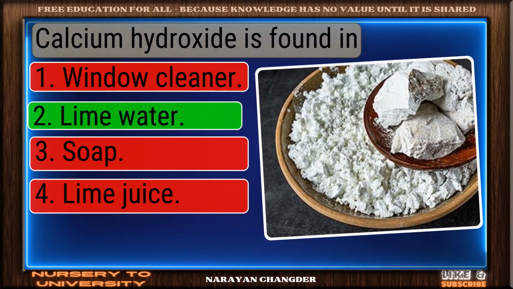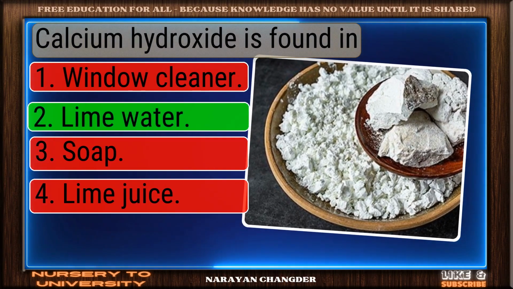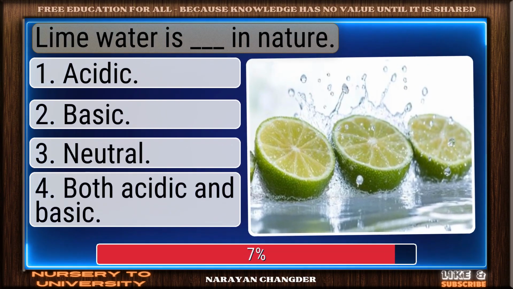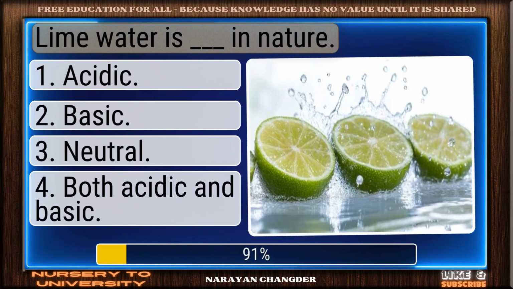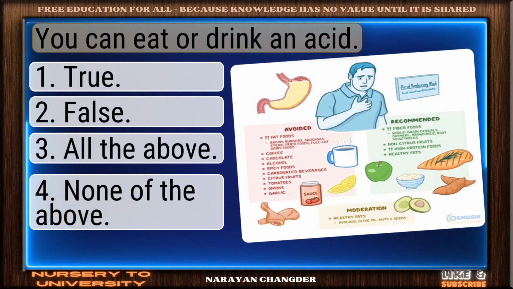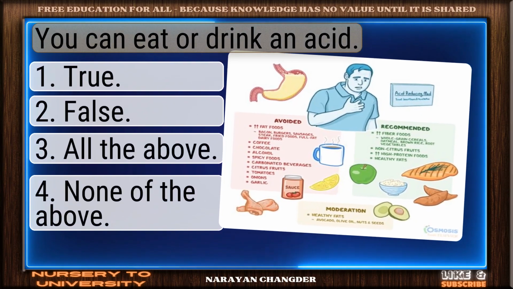On track. Lime water is the correct answer. Question number 163. Lime water is dash in nature. Bravo. Basic is the answer. Question number 164. You can eat or drink an acid.